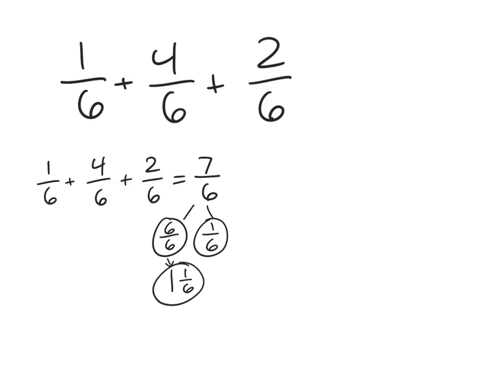So that's one of the methods. We simply add up all the numerators, leave our units or our denominator the same, and if we need to, we rewrite it as a mixed number.